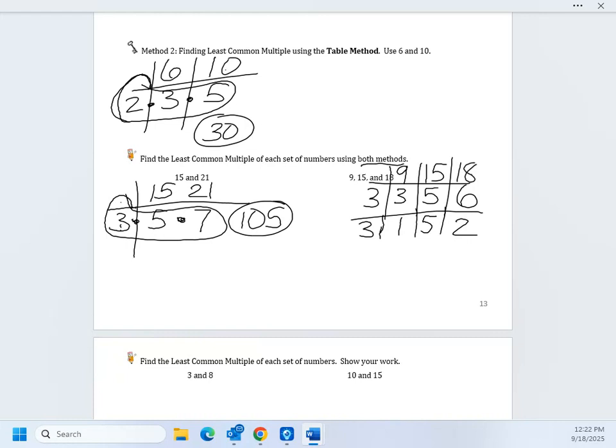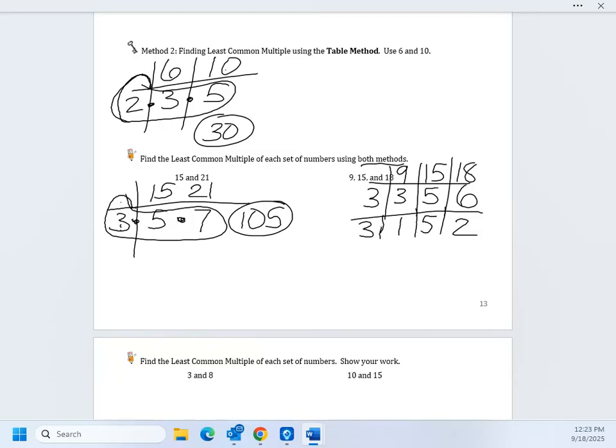Is there another factor that I could divide out of 1, 5, and 2? 1 is not going to make a difference because 1 times 1 is going to be 1. What about 2? So 1 times 5, 1 times 2, it's not going to change the numbers, right?